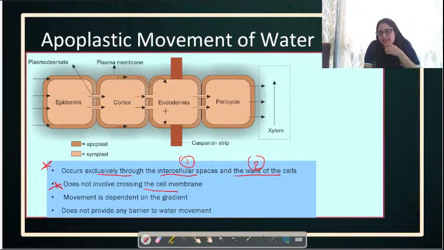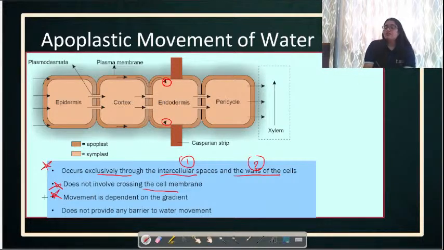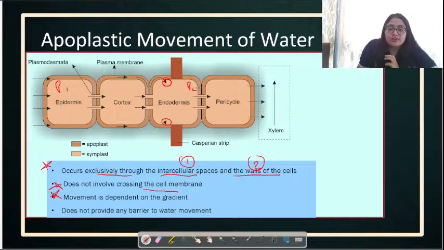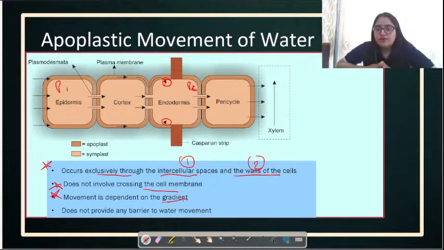And it is at this layer, the cells of endodermis, where the water actually needs to enter into the endodermal layer. Before this, it was quite free to move. Water along with the minerals was quite free to move with the help of the apoplastic pathway. Very important: whether it is symplast or apoplast, this characteristic is common to both, that water will flow from this point to this point, from P1 to P2, strictly because of the water potential gradient.